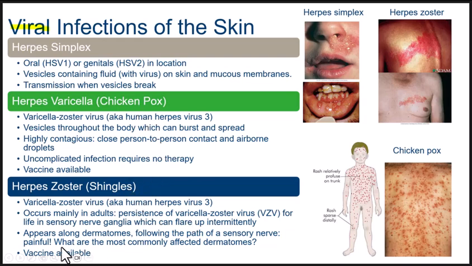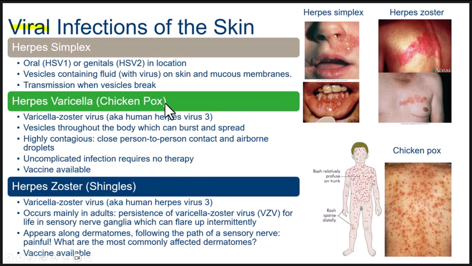What I want you to make note of is the most commonly affected dermatomes when it comes to herpes zoster, also known as shingles. So please make note that the most common location is the lumbar and thoracic area and the dermatomes that supply that area of skin. So lumbar, lower back area, and thoracic or upper back area. And interestingly, it rarely crosses the midline. It's usually just one side. And there is a vaccine available for shingles as well.